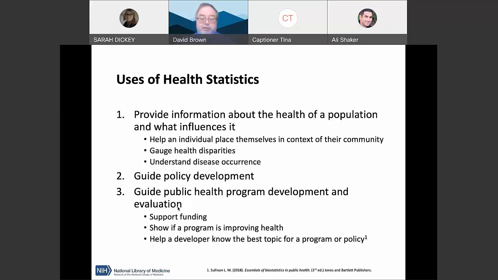We can show if the program is improving the health, and we can help a developer know the best topic for a program or policy. So again, lots of good quality here. Most of my sources here are coming from Essentials of Biostatistics and Public Health from Jones and Bartlett, cited at the bottom. So again, if you're more interested in exploring those, please do.